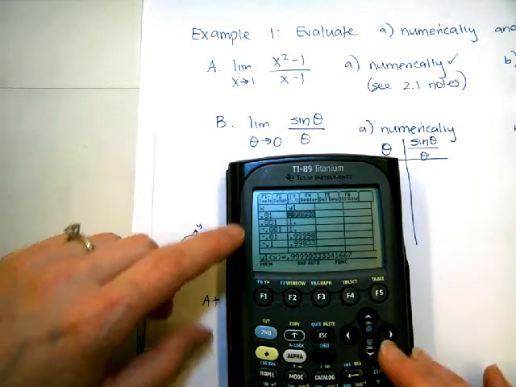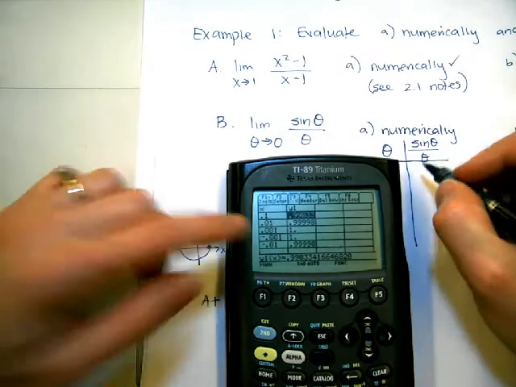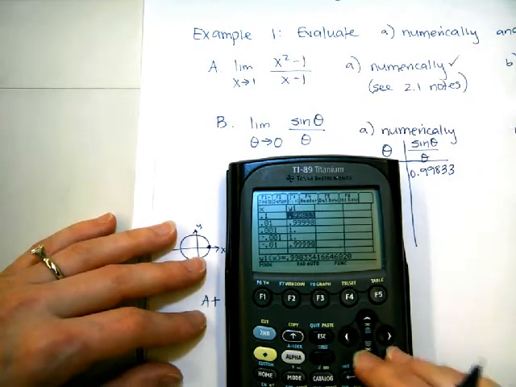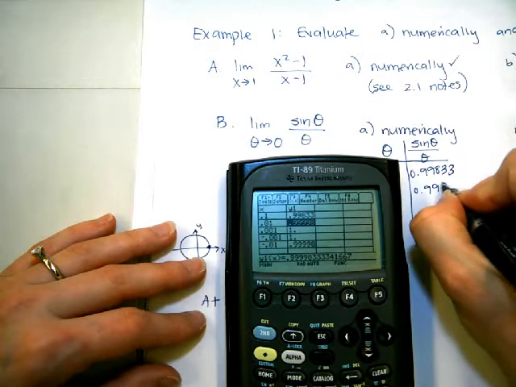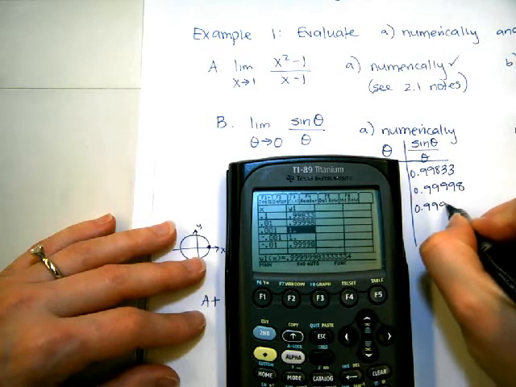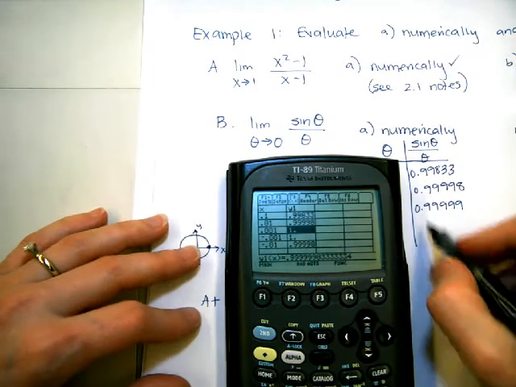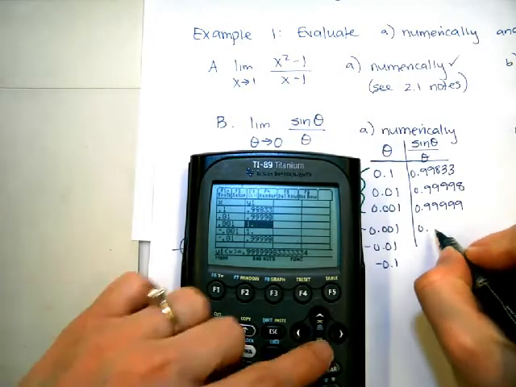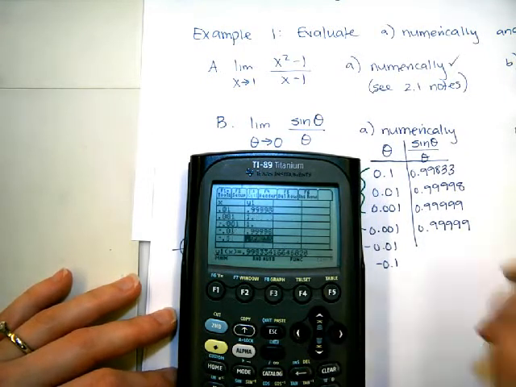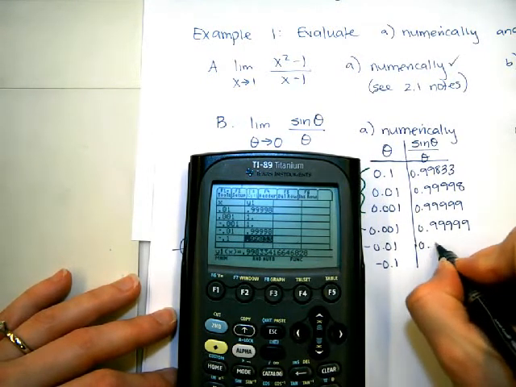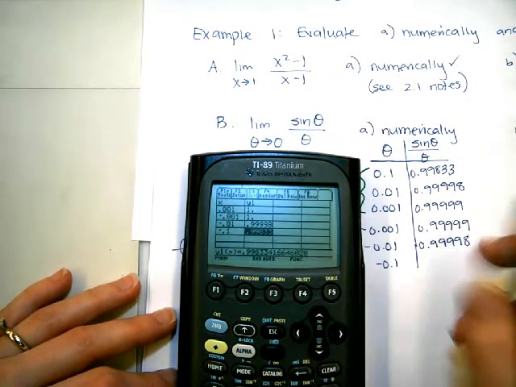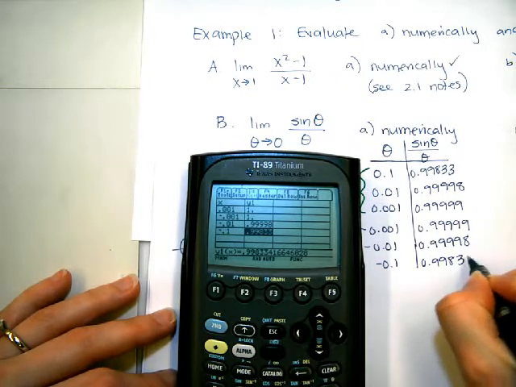So what I recommend doing for this one, this is our 0.1, I'm going to go out 5 decimal places: 0.99833. The next one, 0.999998. The next one was 0.999999. That's fine. And then my next one was also 0.9999 and another 9. And it looks like these values are just going to get repeated again from the other side: 0.99998 and 0.99833.